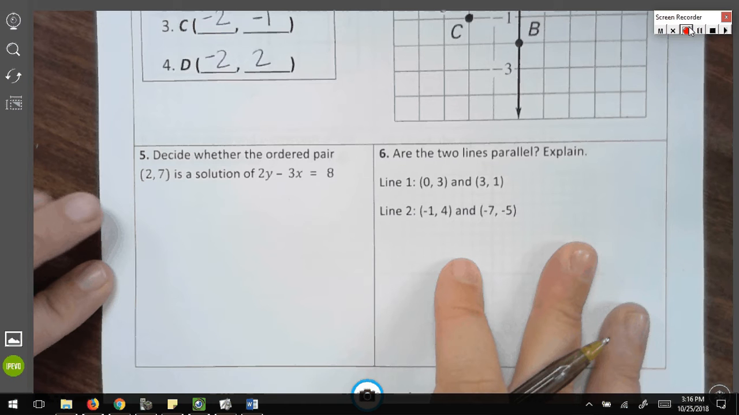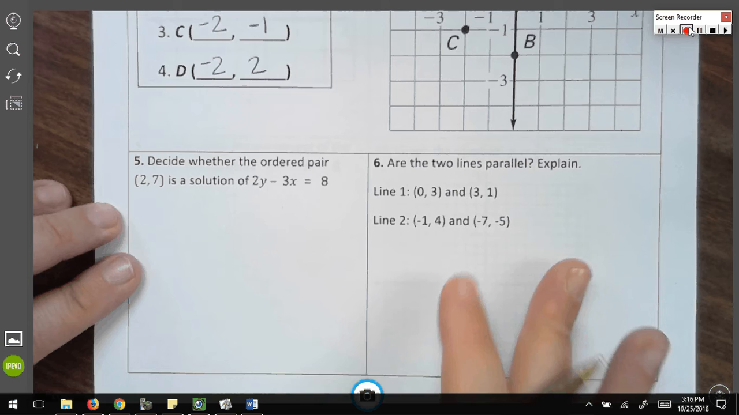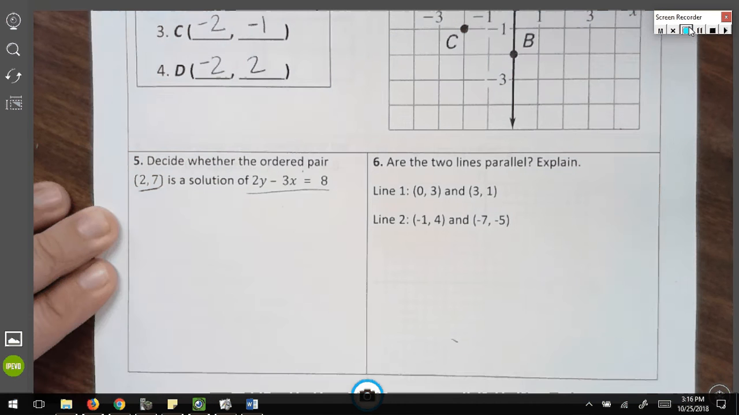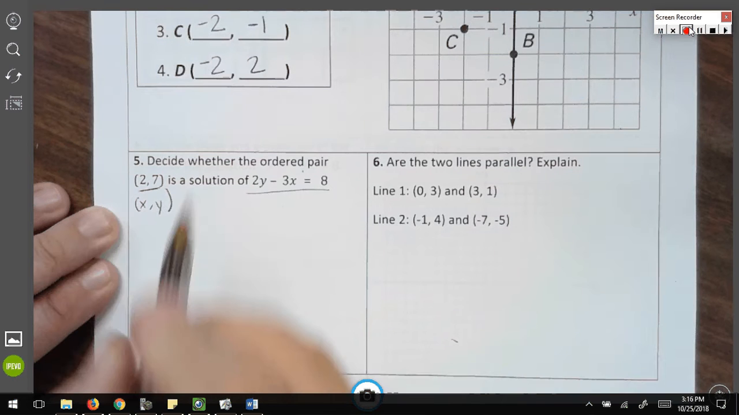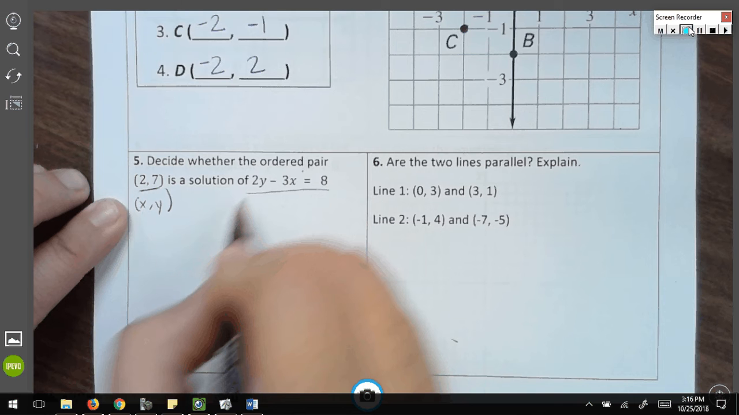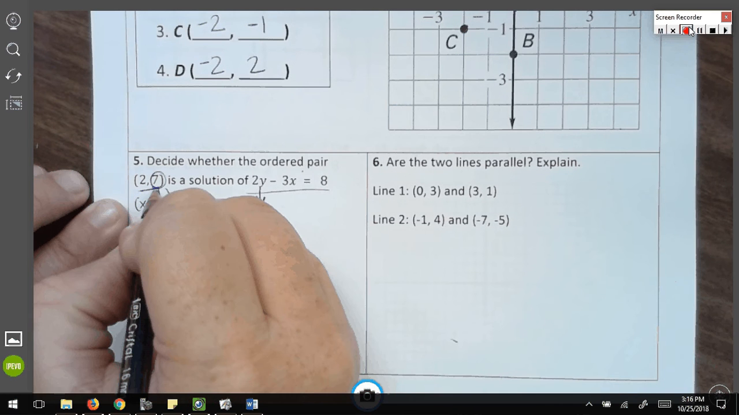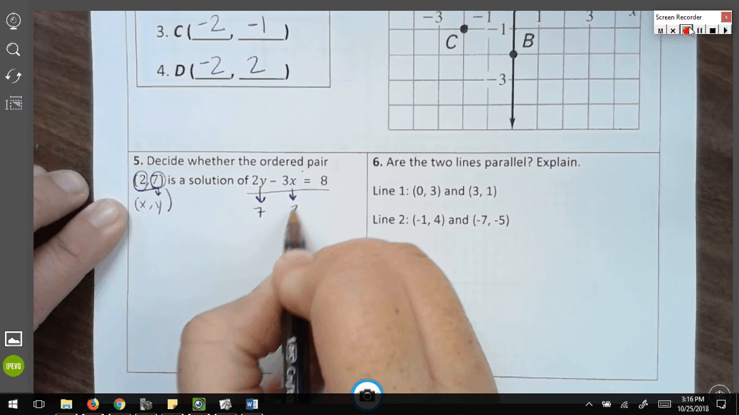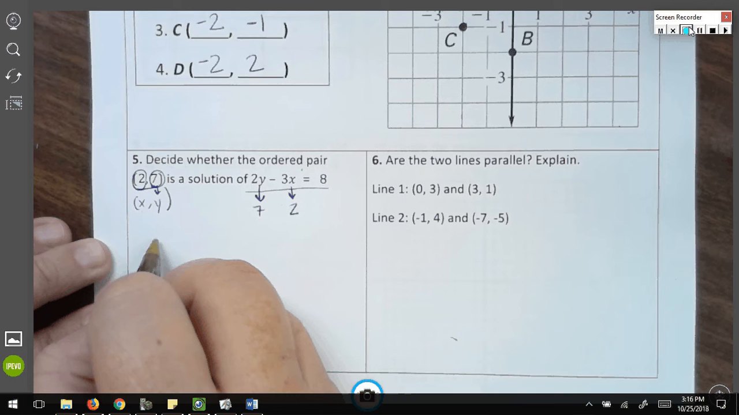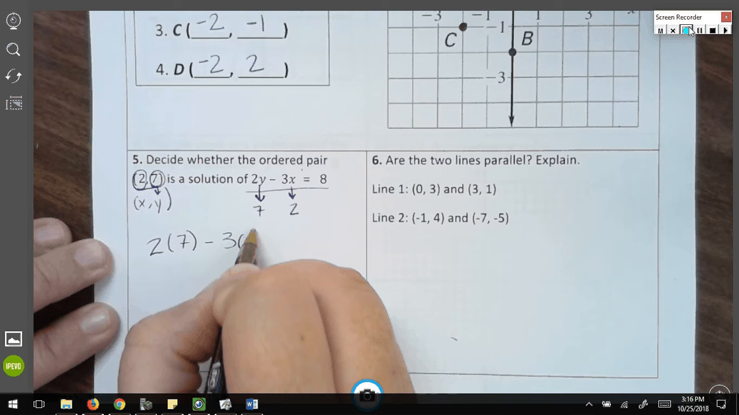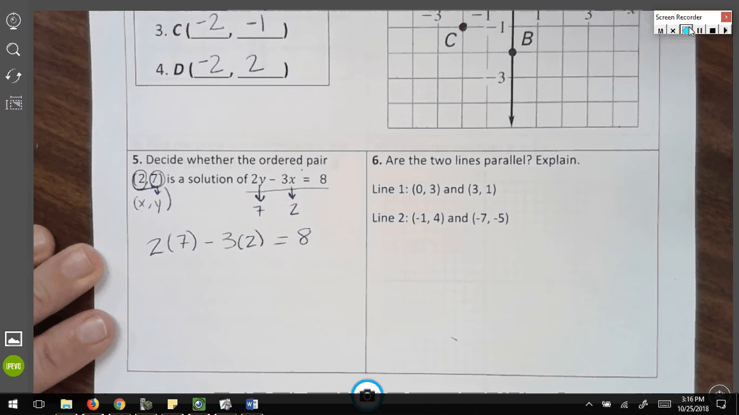All right, to test to see if an ordered pair is a solution, what I want to do is take this point and plug it in this equation and see if it's true or not. So remember, I have an X and then I have a Y. So my X is 2, my Y is 7. So in my equation for the Y, I'm going to plug in 7, and for the X, I'm going to plug in 2. So my equation now becomes 2 times 7 minus 3 times 2. And the question is, does that equal 8? Is that going to make it true?